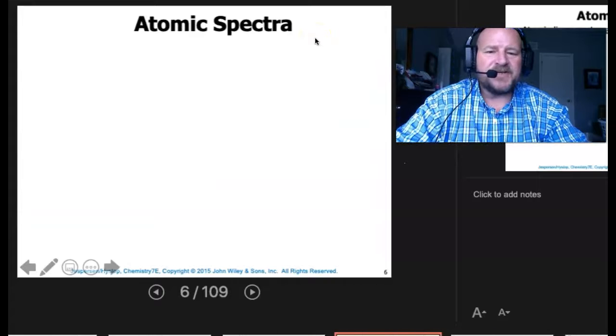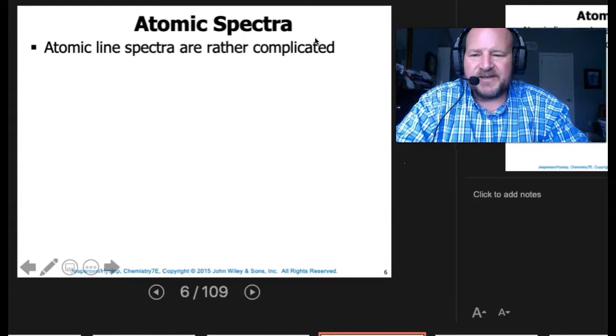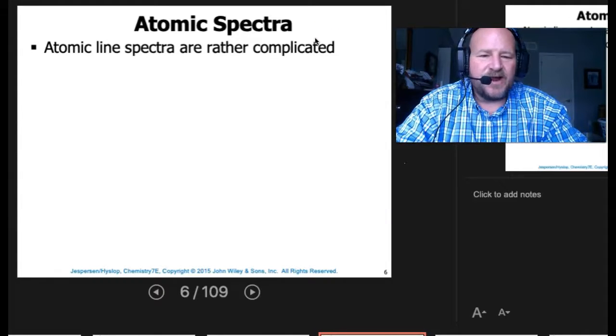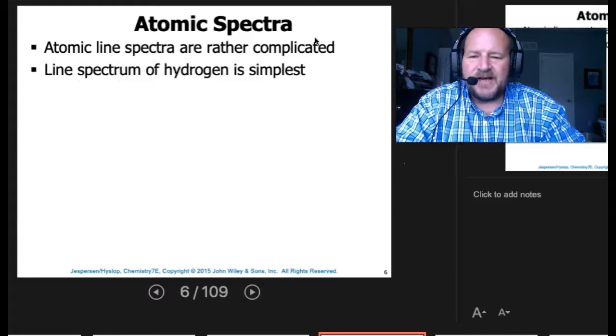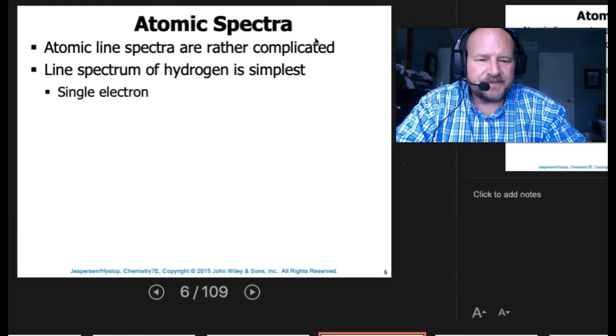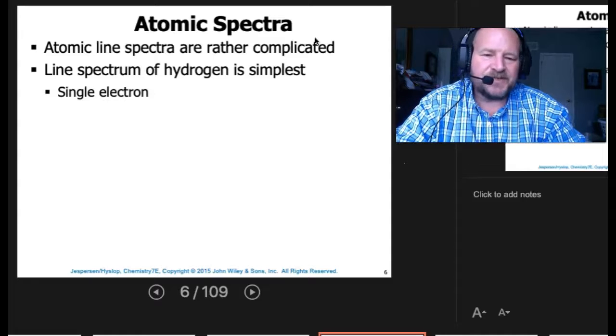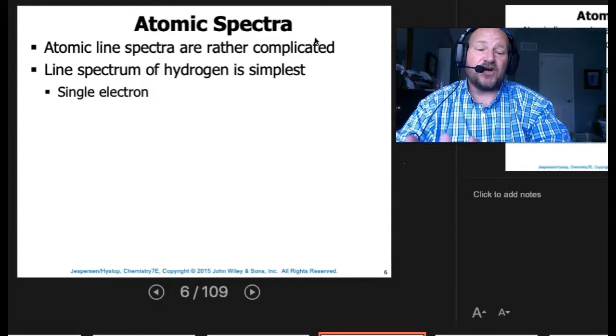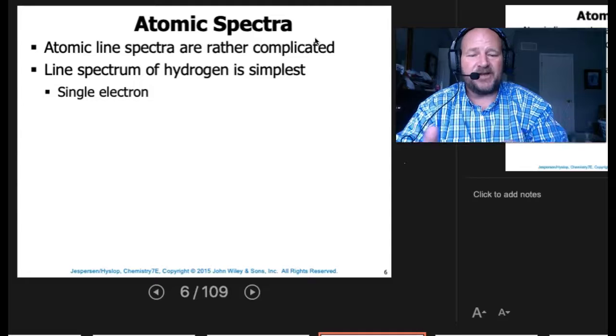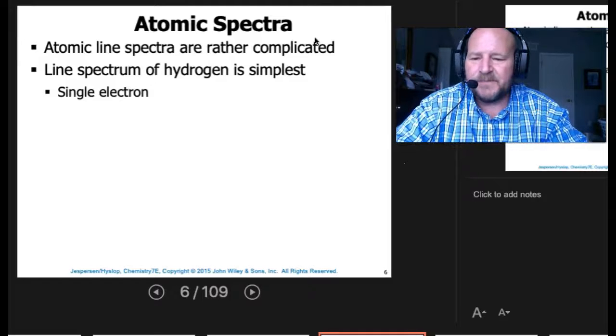All right, so atomic spectra, again, these are the atomic line spectra. It can get rather complicated because you're going to get several different wavelengths. The line spectrum of hydrogen will be the simplest because it's a single electron. Once a second electron gets in there, we start getting energies involved with the two electrons as well, right? They're repelling each other. There's going to be an energy associated there.